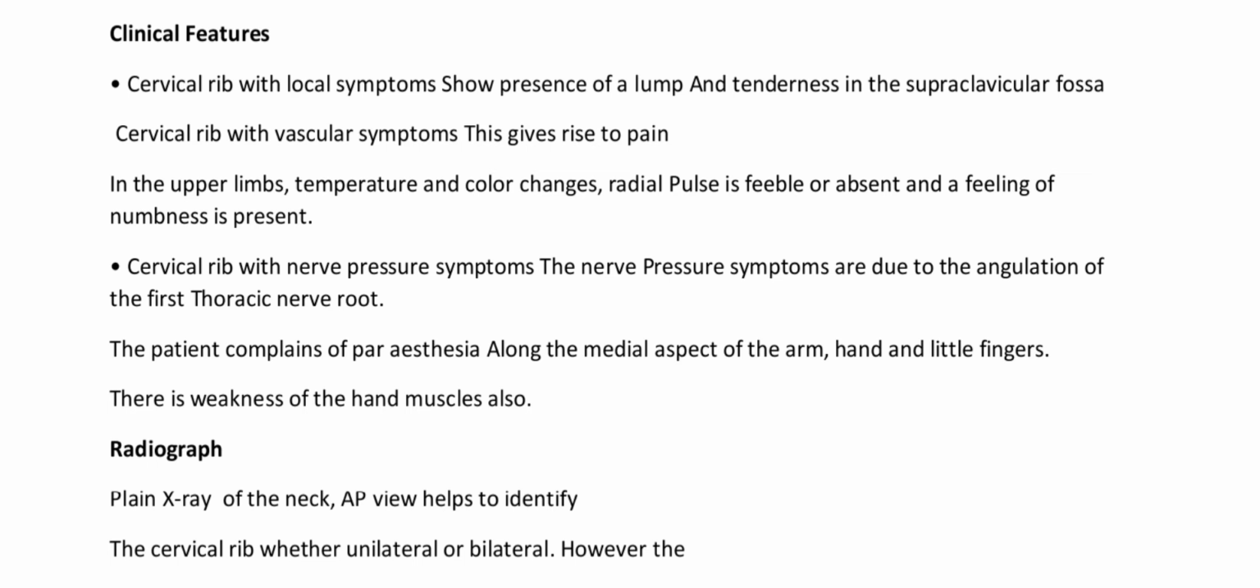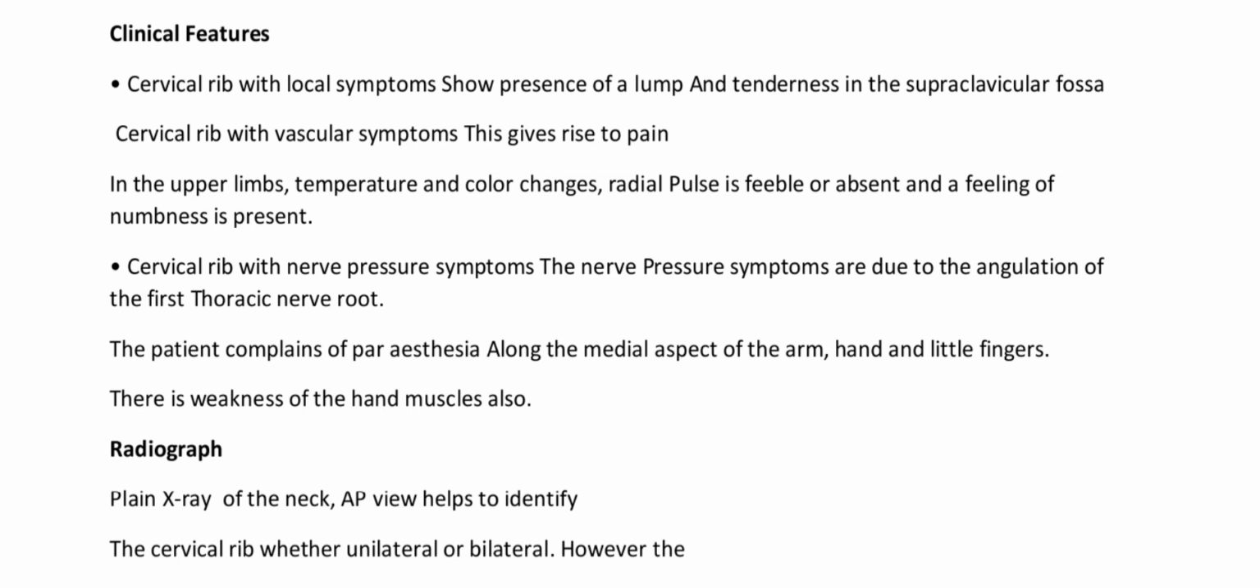Next, cervical rib with nerve pressure symptoms. The nerve pressure symptom is due to the angulation of the first thoracic nerve root. The patient complains of paresthesia along the medial aspect of the arm, hand, and the little finger. There is a weakness of the hand muscles also.